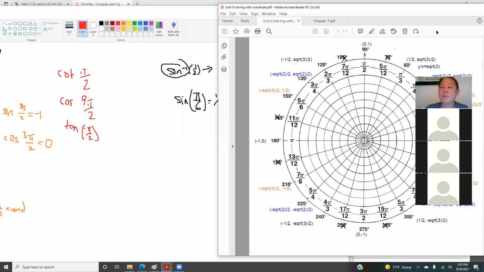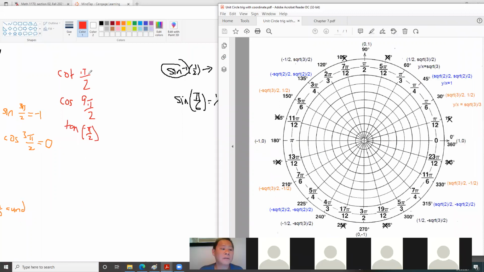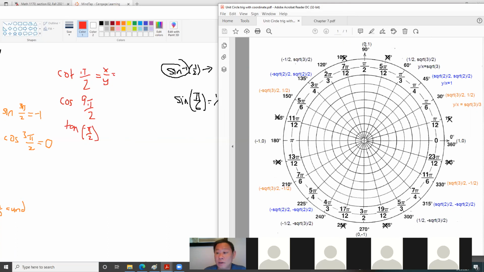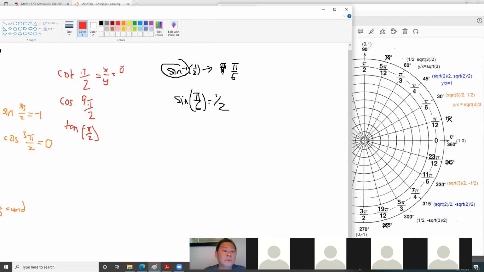Anyone know what cotangent pi over 2 is? Sorry, my bad handwriting. Anyone? Zero. So cotangent is x over y, right? And x in this case is 0, and y in this case is 1. So this is 0. Yep, you're correct.